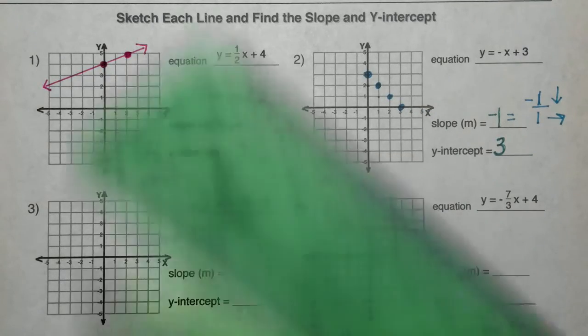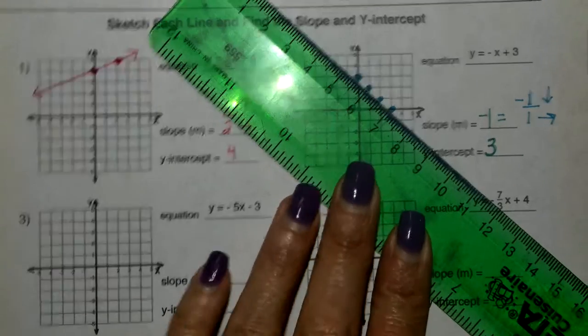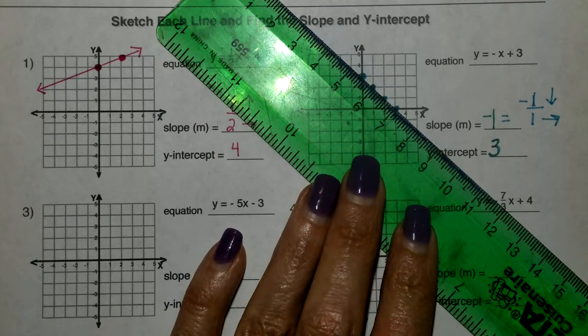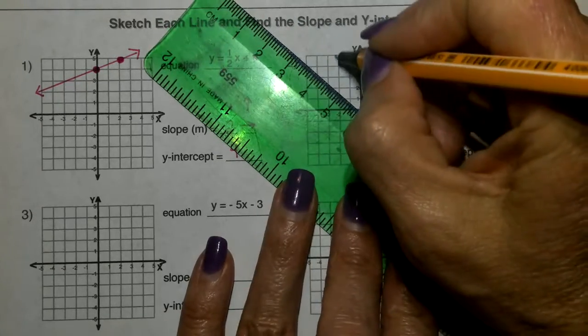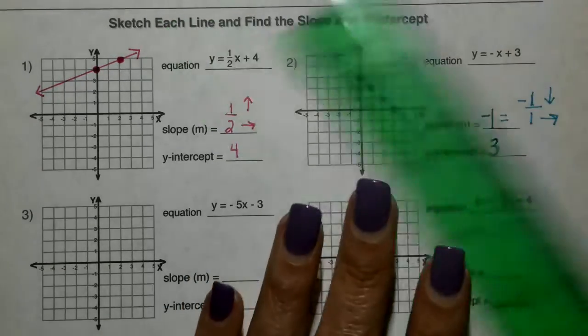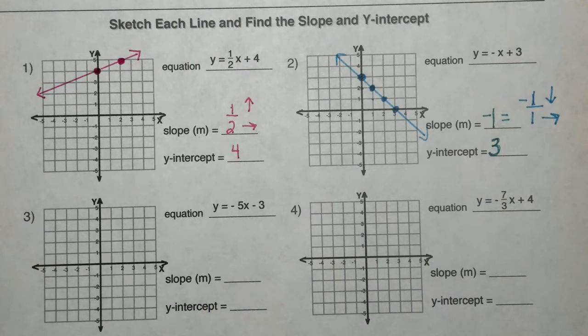You don't need all of those dots, but the more you put, the more accurate your line is going to be. So then I'm going to connect these together to create my line, and I'm going to draw arrows on either end to show that it is a line, and it technically would go on and on and on forever. Okay. All right, so let's look at our next one.